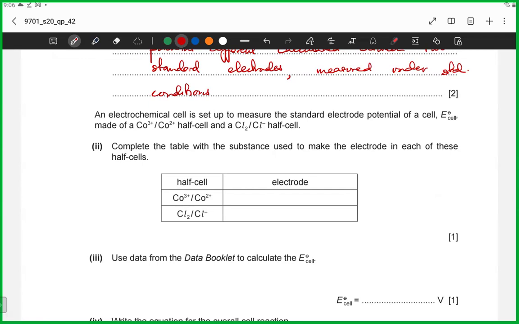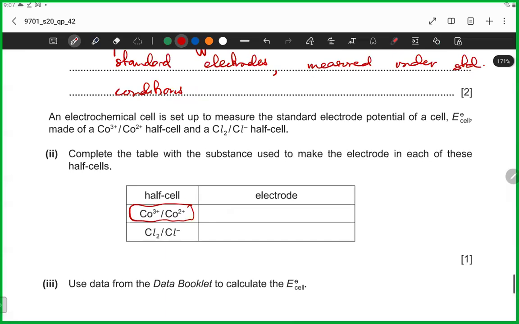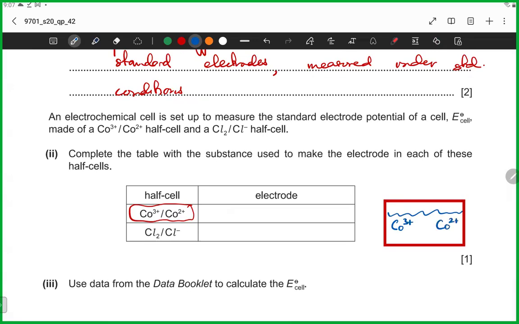So there are actually three different types of electrodes. If your electrode involves only ions, what kind of electrode would you have? It's going to be a solution, and both of these ions will be added to the solution. There's going to be cobalt 3 plus ions, and cobalt 2 plus ions. And if it's standard conditions, both of them are going to be 1 mole per dm cube, right?